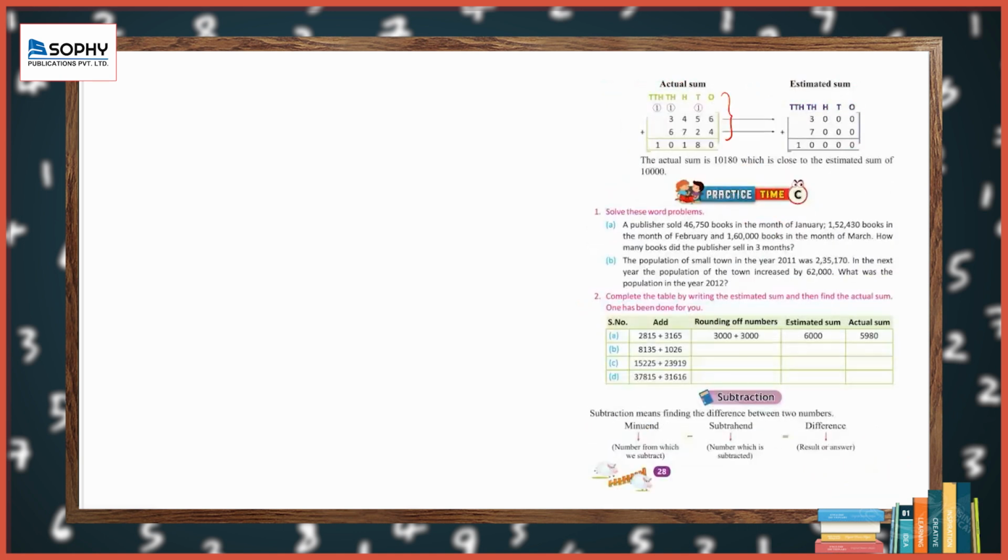Here is our actual sum, students. When we estimate, it becomes 3000, it becomes 7000, and the estimated sum is 10,000, which is very close to the actual sum, that is 10,180. Let's look at practice time.